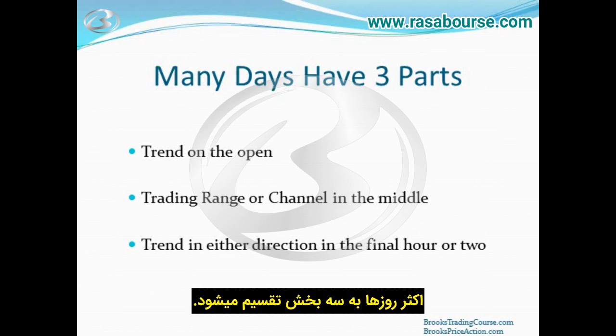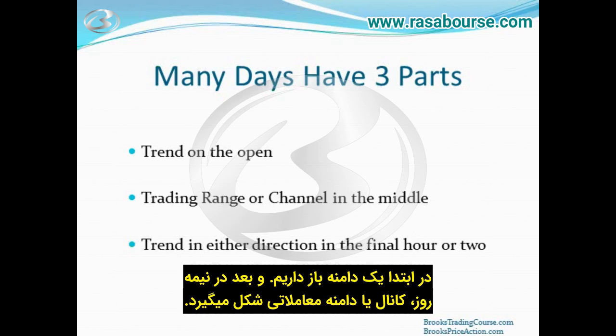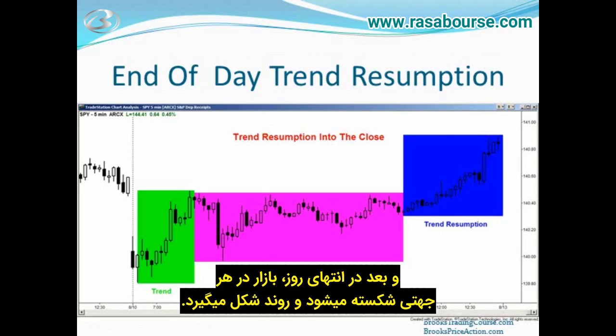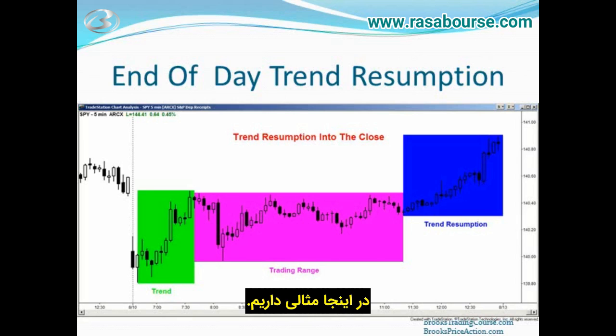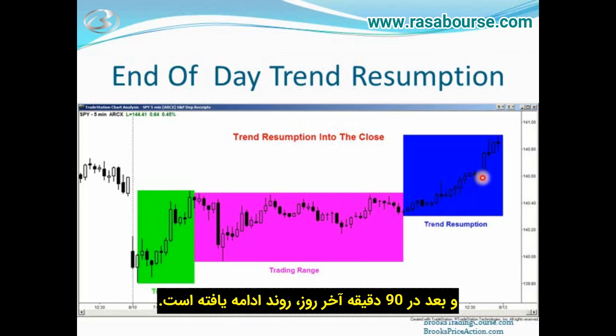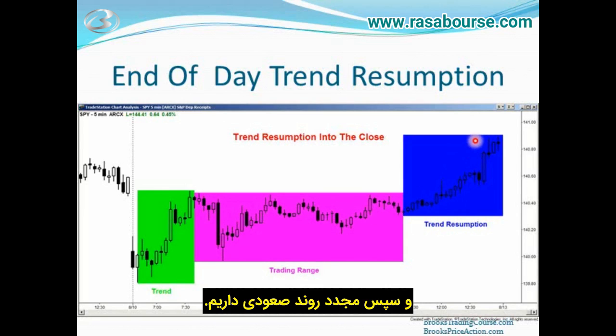Many days have three parts. There tends to be an opening range, and then a trading range or channel in the middle of the day, and then a trend in either direction at the close of the day. Here's an example. The opening range on this day was small. The trading range in the middle of the day lasted about 4 hours, and then there was some trend resumption in the final 90 minutes. So we had a bull trend, sideways, and then a bull trend. So we have trend resumption into the close.